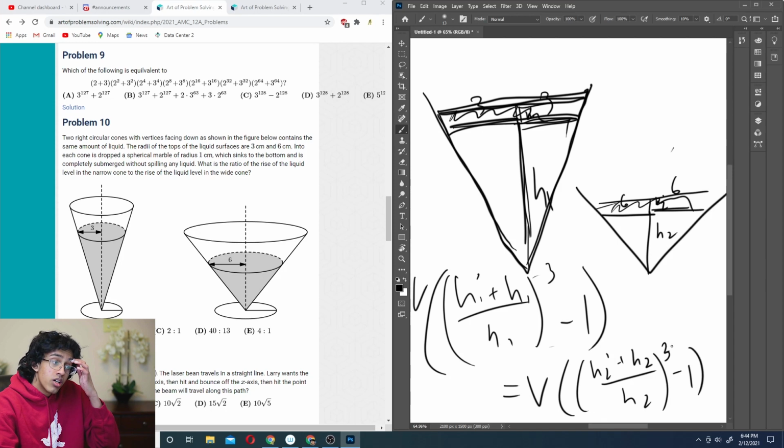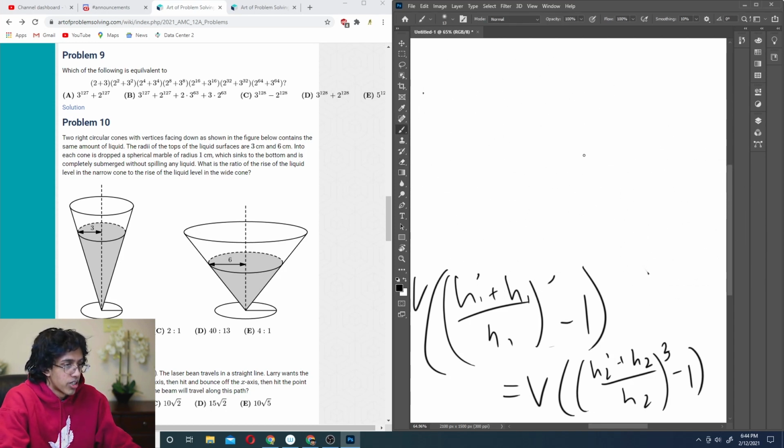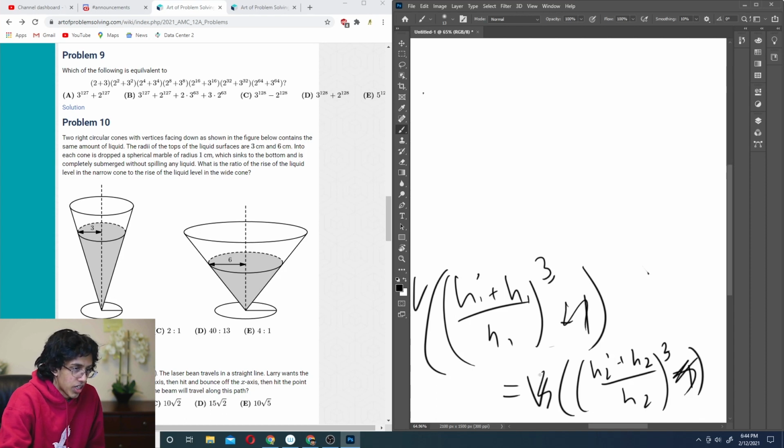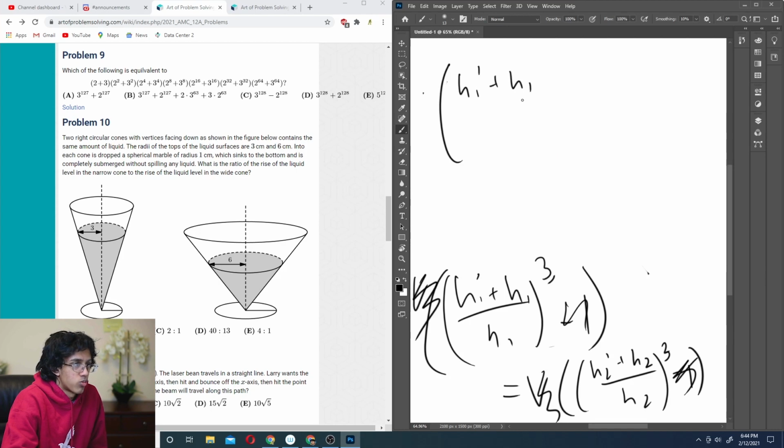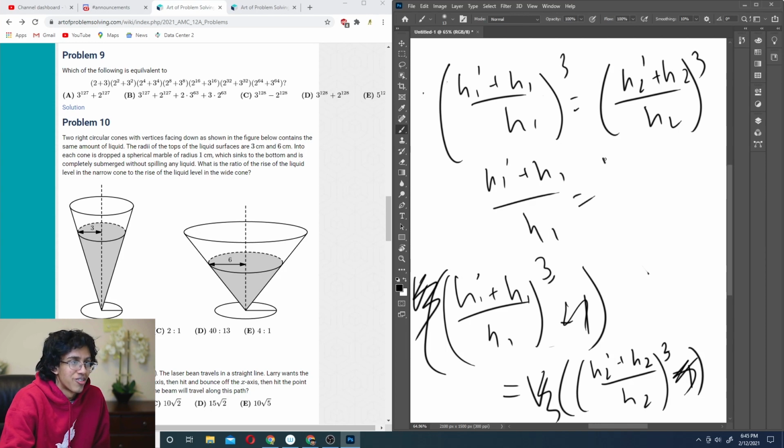Okay. I don't know why I did not see this immediately, but literally the ones cancel out, right? This one gets rid of that and the V's cancel out. So essentially we just have h1 prime plus h1 over h1 cubed is equal to h2 prime plus h2 over h2 cubed, and we literally just take the cube root of this, and then you get h1 prime plus h1 over h1 is equal to h2 prime plus h2 over h2.